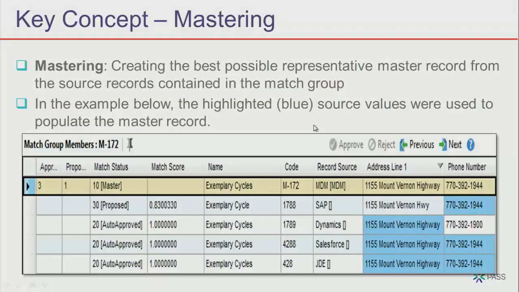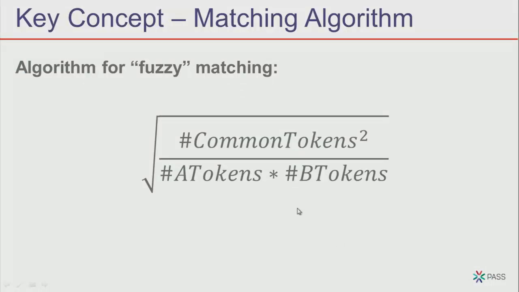We'll talk about survivorship. This is the same thing. Fuzzy matching. Here's the algorithm for fuzzy matching. You guys know this inside and out, right? How can I determine whether it's the same or not, right? So this is a good example.